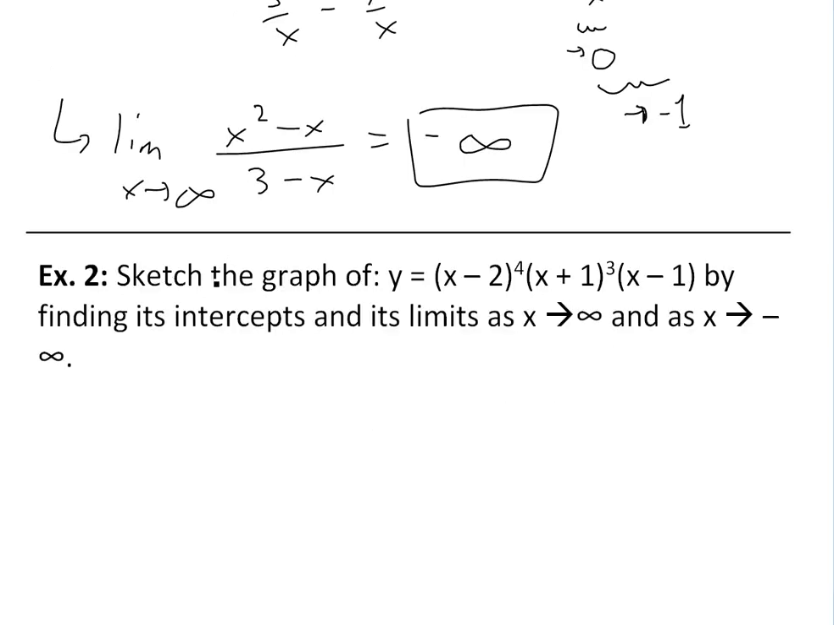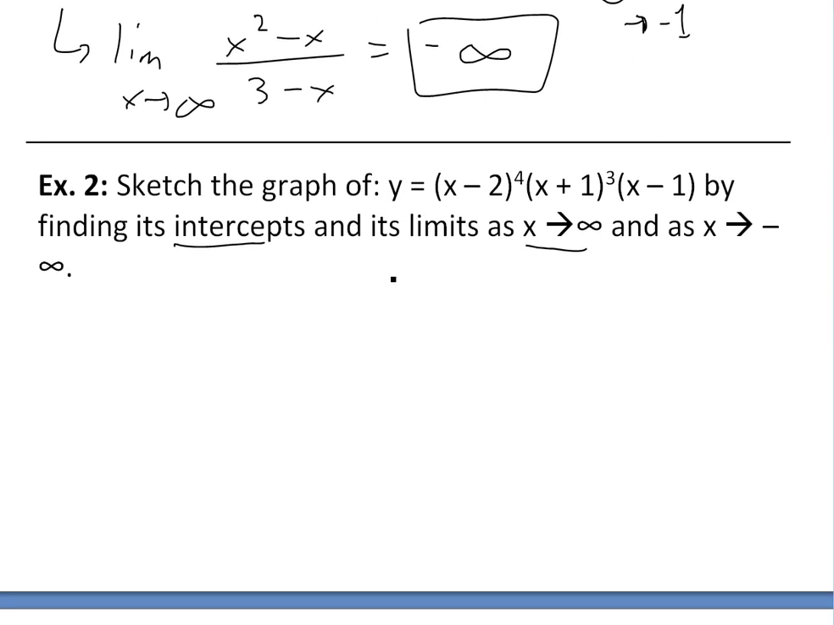Now I'm going to go over example 2, which basically states sketch the graph of y equals x minus 2, to the power of 4, times x plus 1, all to the power of 3, and then times x minus 1, and to sketch this by finding its intercepts and its limits as x approaches infinity and as x approaches -infinity. So basically it's saying just roughly sketch this by finding the limits at infinity, which we assume are going to be infinite, and also its intercepts.